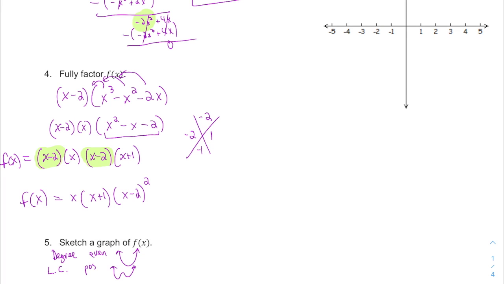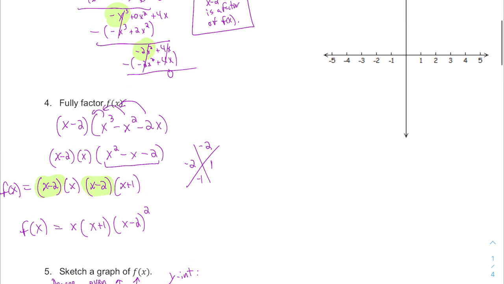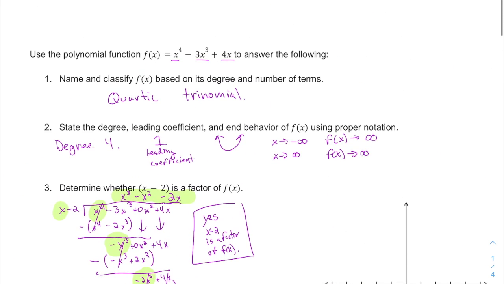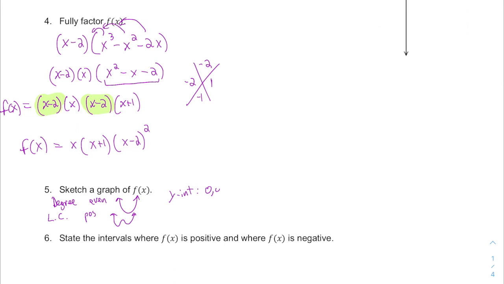We also know that we have a y-intercept, okay? And that occurs if we plug in 0 for our function. So if we look back at our original function and we substitute in 0 for our x's, we can see that f of 0 equals 0, which means that the point 0, 0 ends up being our y-intercept. So we have a y-intercept at 0, 0.